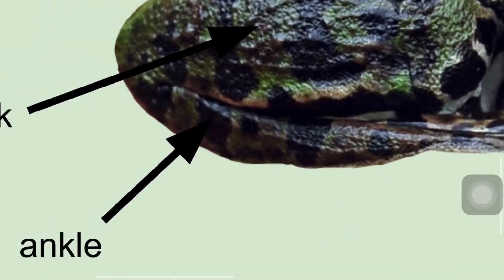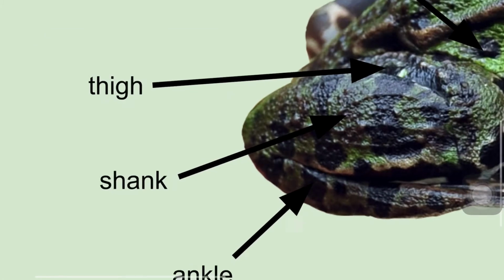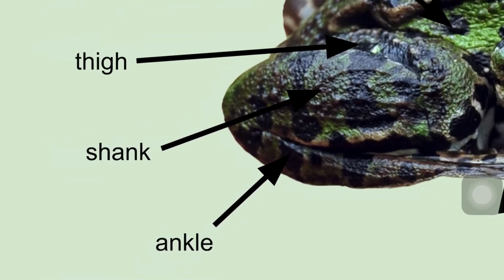These are their ankles, their shank, and their thigh. The shank is the section of the hind limb or leg between the knee and foot of the frog. It is more distal to the main body and hence helps frogs to move.